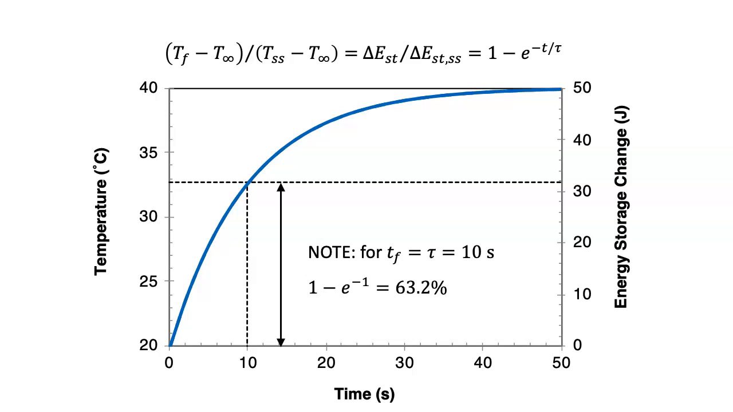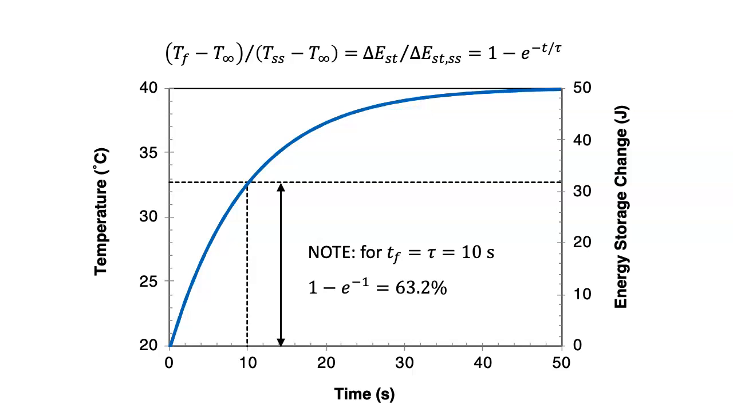To consider these results further, I have used our earlier results to plot the temperature and change in energy storage of the coin as a function of time. Looking at the figure, we see that both the coin temperature and change in energy storage asymptote exponentially towards their steady state values with time.